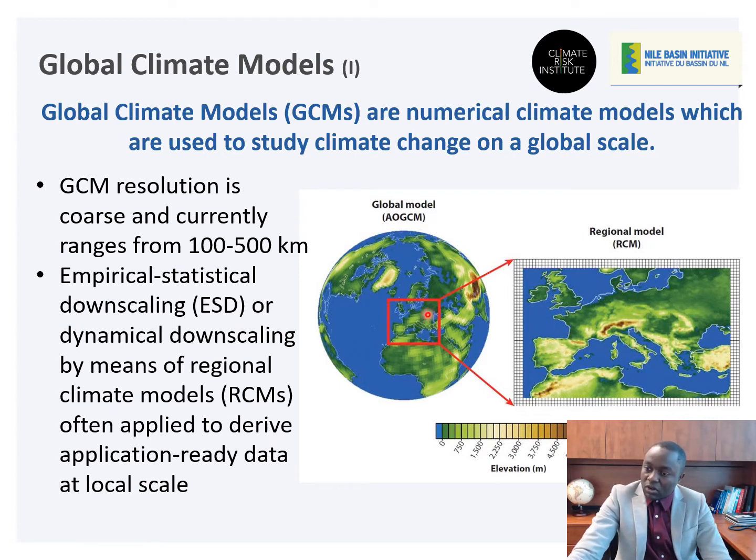It could be a small region such as this, or a particular project site. Two main approaches are often adopted to do downscaling. We call that statistical downscaling, or we do dynamical downscaling using regional climate models to produce application-ready data at a local scale, such as a watershed or a point where infrastructure is to be assessed.